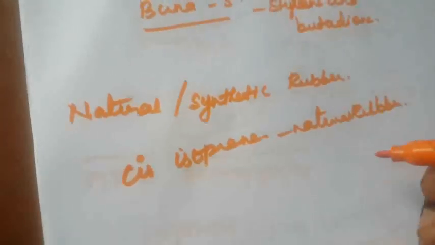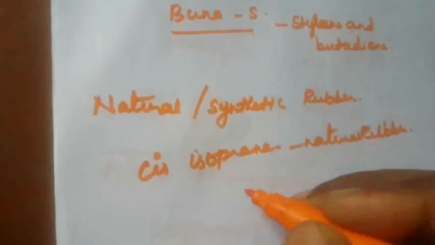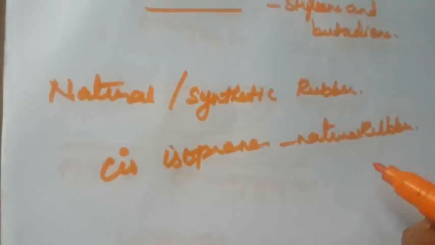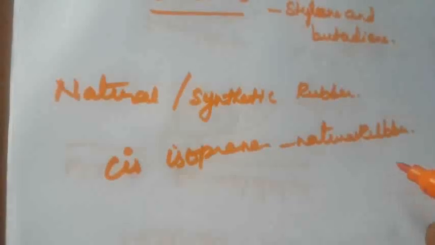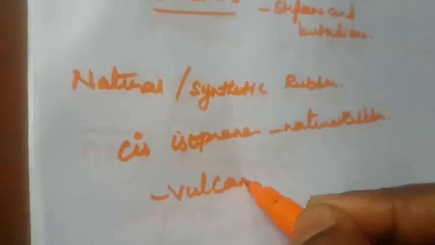So the natural rubber isoprene units are linearly linked together to form the natural rubber. Natural rubber is not strong or elastic. The properties of natural rubber can be modified by the process called vulcanization. What is meant by vulcanization?